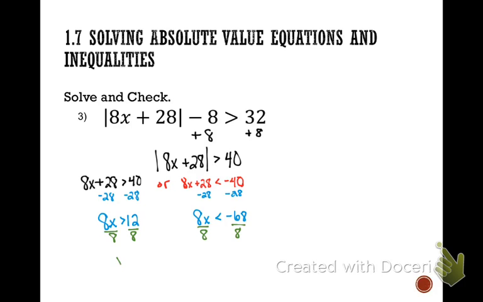So what's the one on the left? x is greater than 3 over 2. Or x is less than, what's 68 over 8 going to reduce to? Negative 17 over 2. Negative 17 over 2. So it is an or statement. So basically I'm going to write it like this if it's in just inequality form.